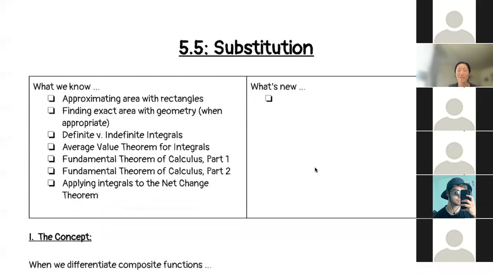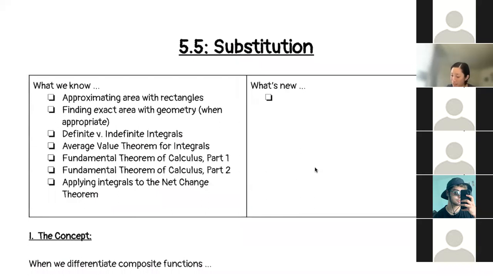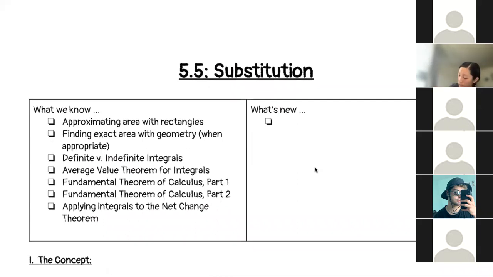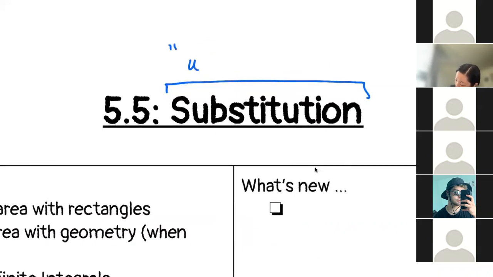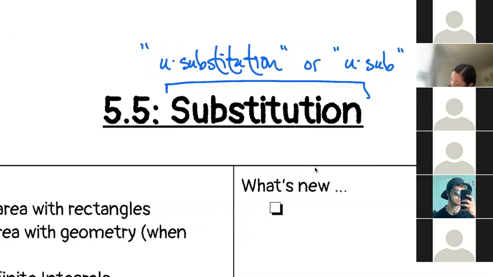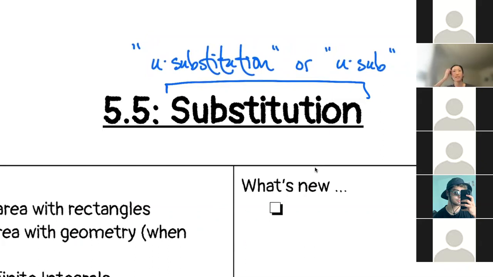All right, so 5.5 is a section in your text called substitution. Depending on what class you have or what instructor you have, substitution is most often referred to as U substitution, or more affectionately known as U sub, right? But all of those things describe this idea, this concept that we're going to be talking about today, okay?